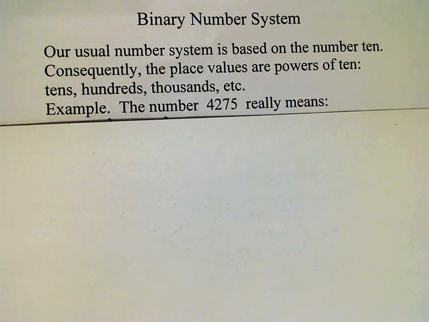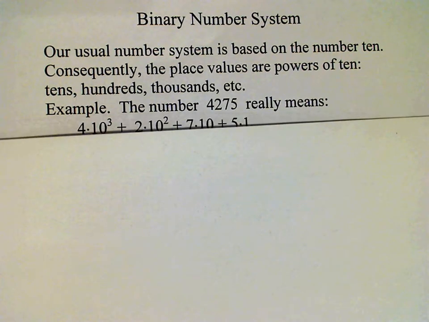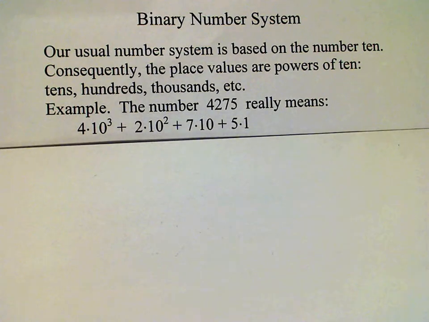So when we see the number 4275, what this really means is we have 4 thousands, 2 hundreds, 7 tens, and 5 ones all added up.